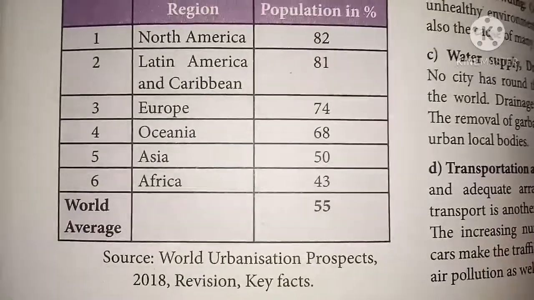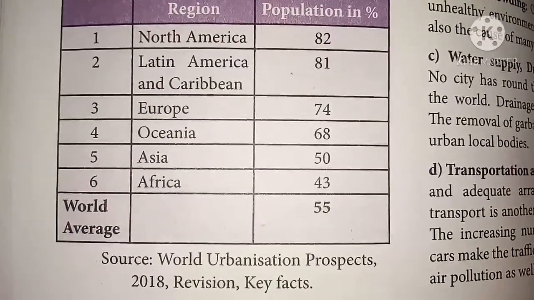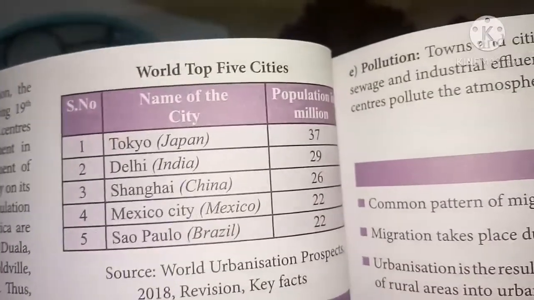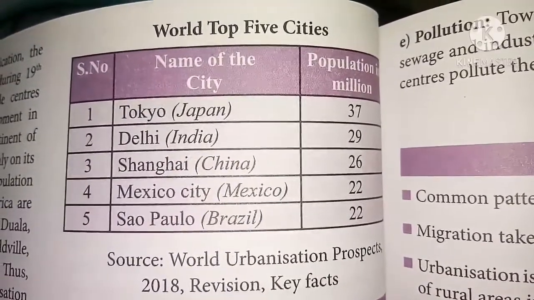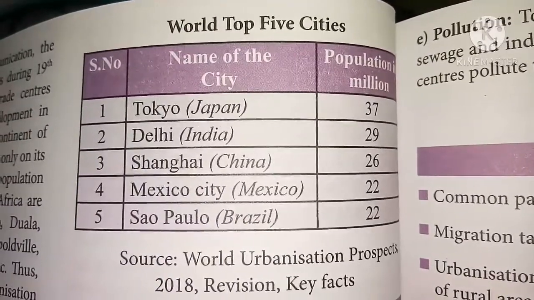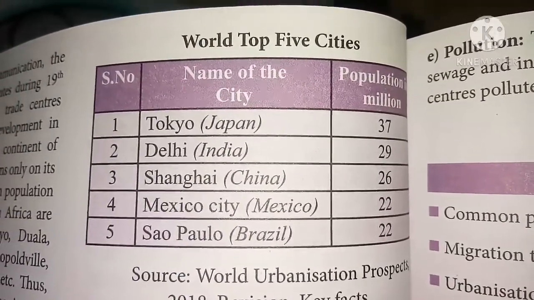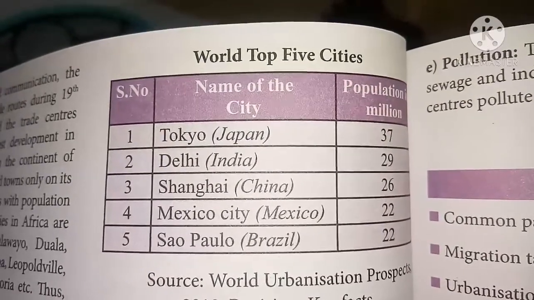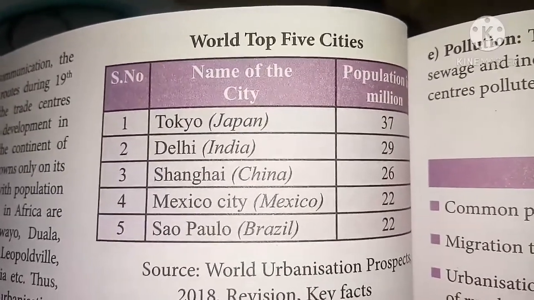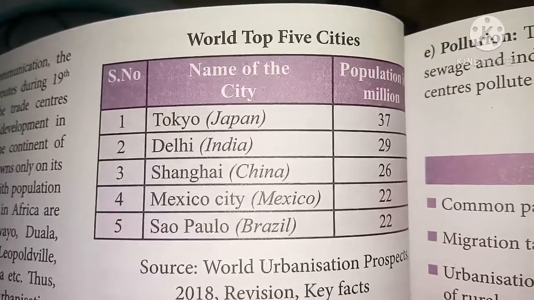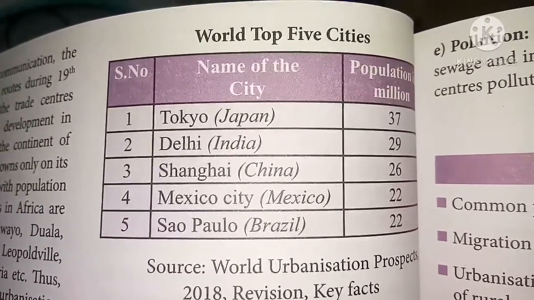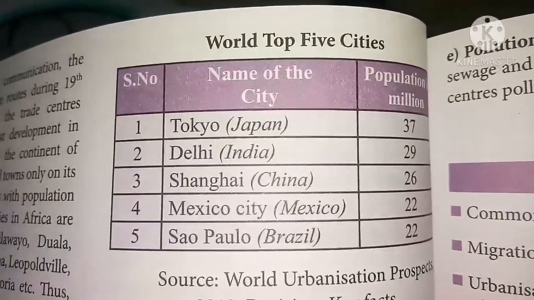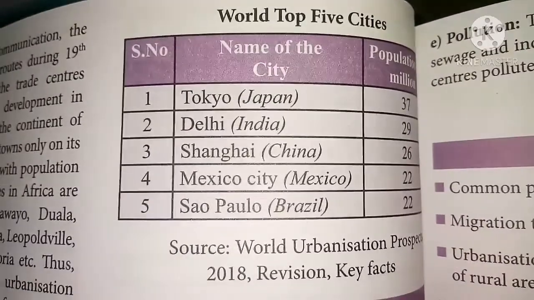This is a source from the World Urbanization Prospects 2018. World top 5 cities. Tokyo in Japan, population 37 million. Delhi in India, 29 million. Shanghai, China, 26 million. Mexico City in Mexico, 22 million. Sao Paulo in Brazil, 22 million.